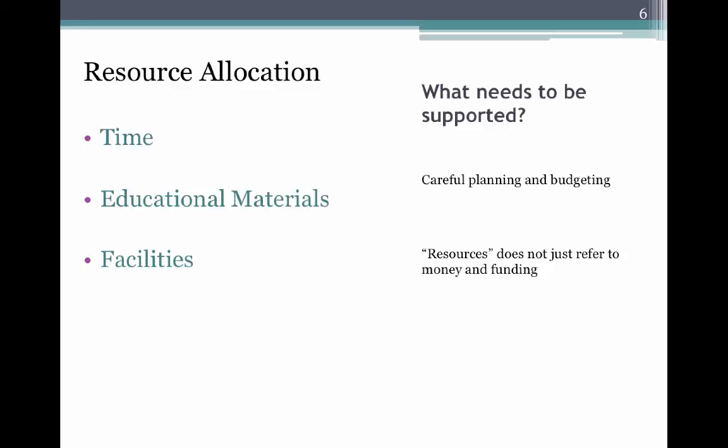Before we talk about obtaining resources, we should talk about what needs to be supported. It is difficult to ask for resources without a proper understanding of your own curriculum's needs. There is a time to budget and carefully think about what the resources obtained will be used towards. Finally, you have to consider the attainment of facilities, such as lecture halls, sim labs, or even access to patients.